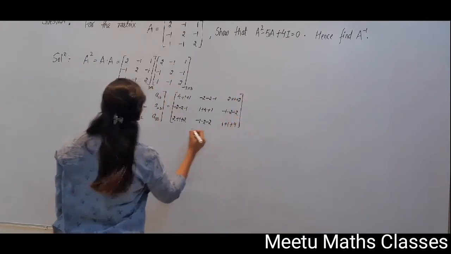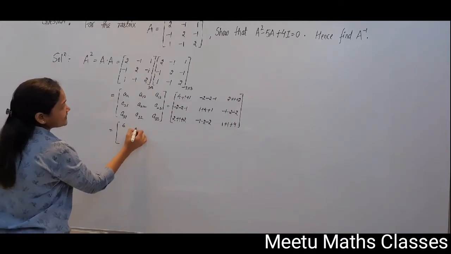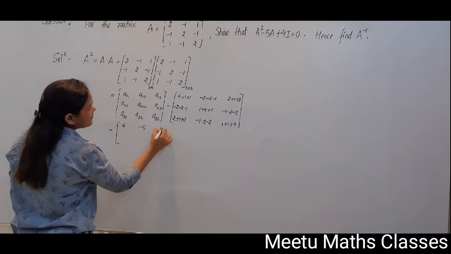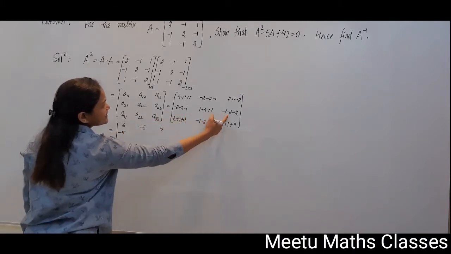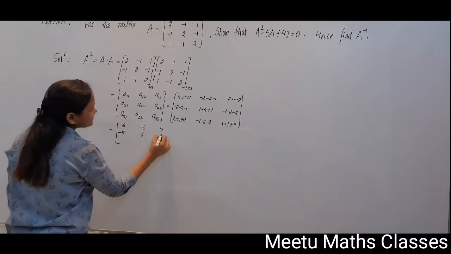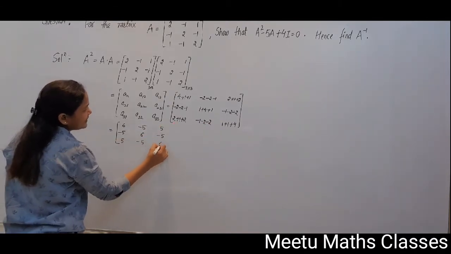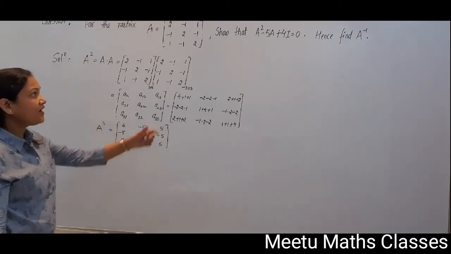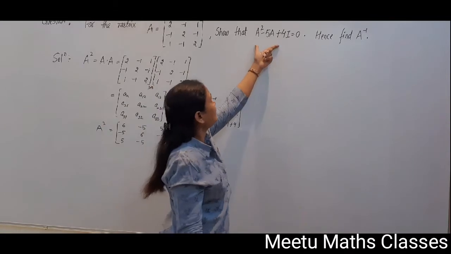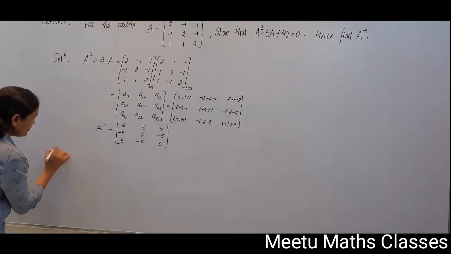So, your A square matrix will be equal to 6, minus 5, 5, then minus 5, 6 and minus 5, then 5, minus 5 and 6. This is your A square matrix. Now, consider the left hand side of your equation.